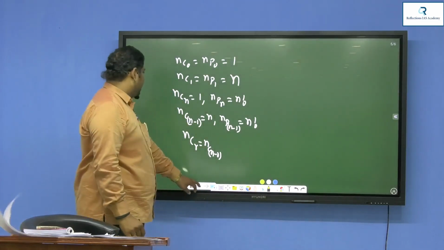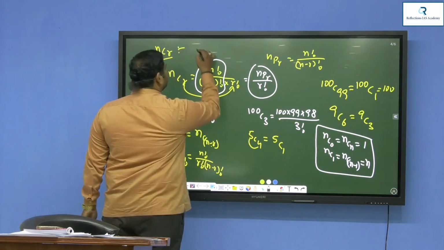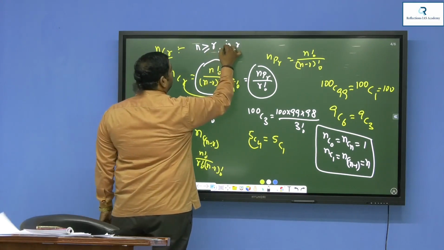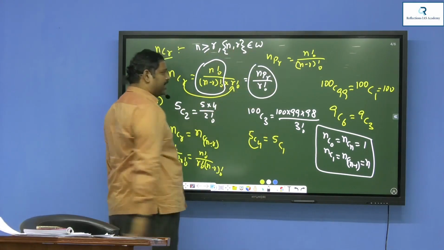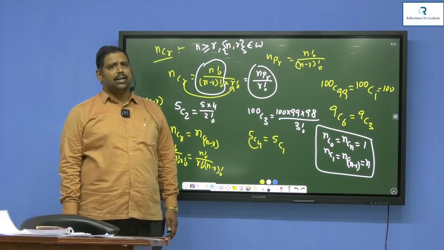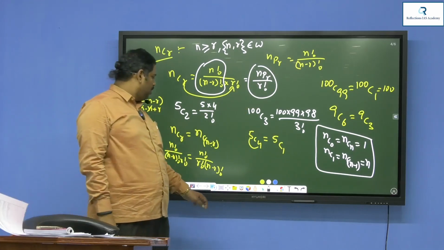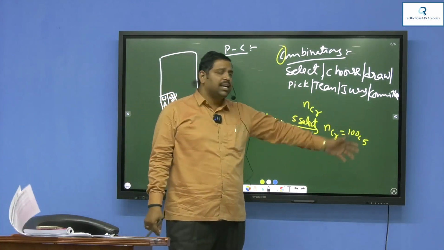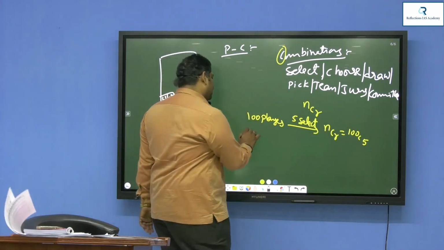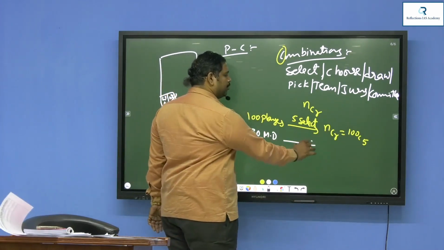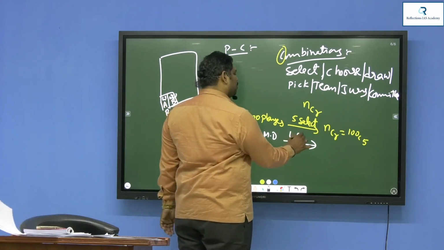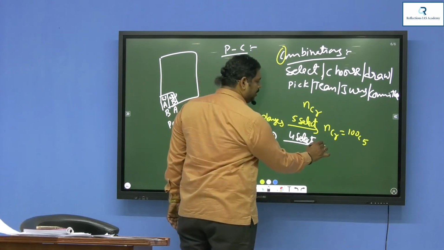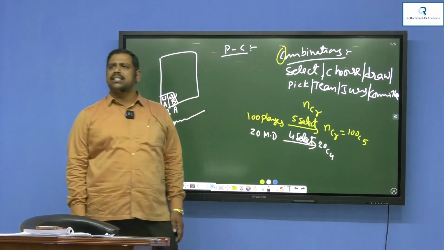I forgot to inform you that anywhere you are going with nCr, the rule is that n should be greater than or equal to r, and n and r are both whole numbers. These two are mandatory conditions. So from 100 players, if I want to select 5, that can be done in 100C5. There are 20 musicians. I want to select 4. How many ways can I do it? You tell me. 20C4. The game is over. Is combination clear or not?